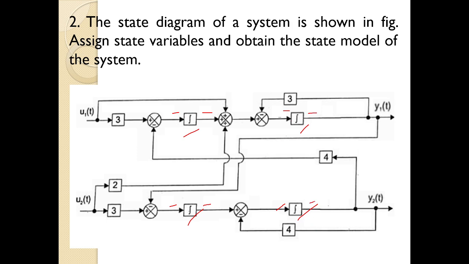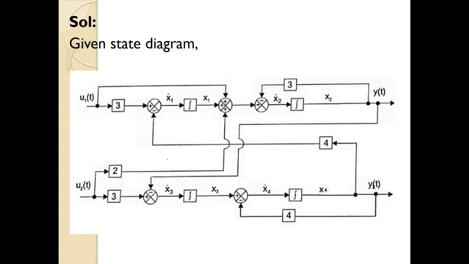We want the state model, so for that we need a state equation and an output equation. The state equation can be formed by summing all the incoming signals to the input of the integrator and equating it to the corresponding first derivative of the state variable. Let us see how to do that. First of all, as I said, assume state variables at the output terminals.